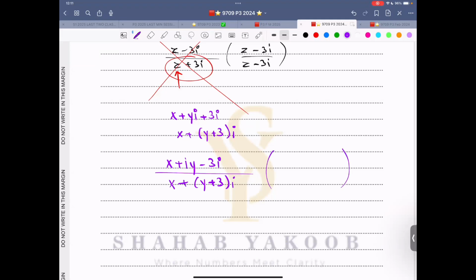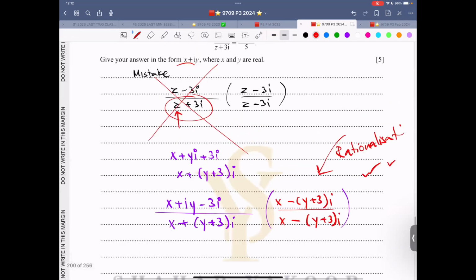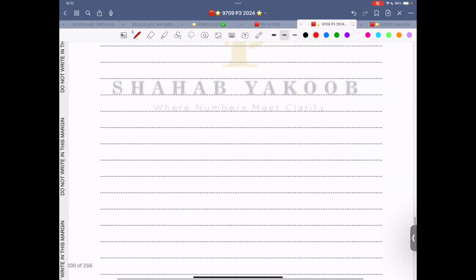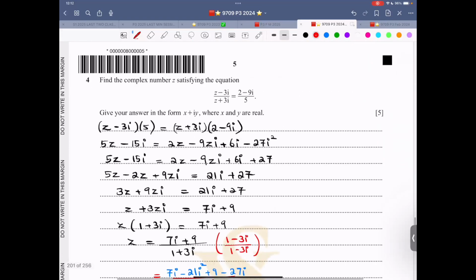Now, when we rationalize, we can do it like this. That is x plus y plus 3i and x plus x minus, actually, the sign changes. So this is x minus y plus 3i. So if someone wants to do it using the method of rationalization, this is the correct way of doing it. And then you would equate it to this thing and you would solve, but I have not done it using rationalization. I simply cross multiplied.